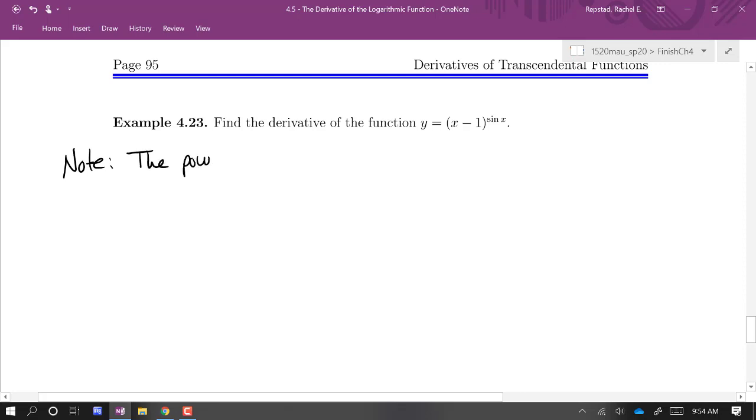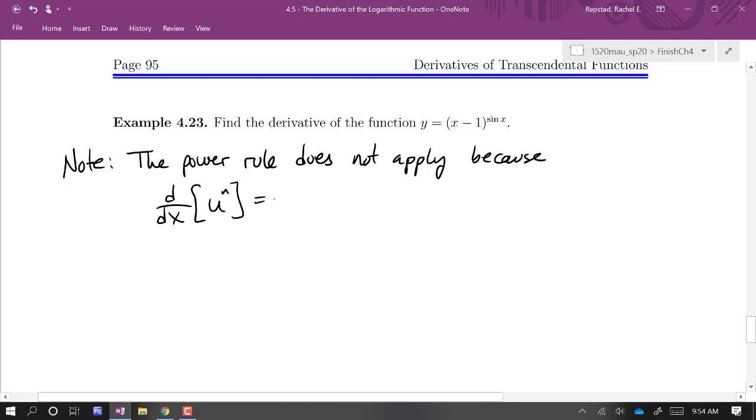The power rule does not apply because the power rule, which says the derivative with respect to x of u to the n equals n times u to the n minus 1 times du dx, requires that n be a constant. And here, it's not a constant, it's a function.